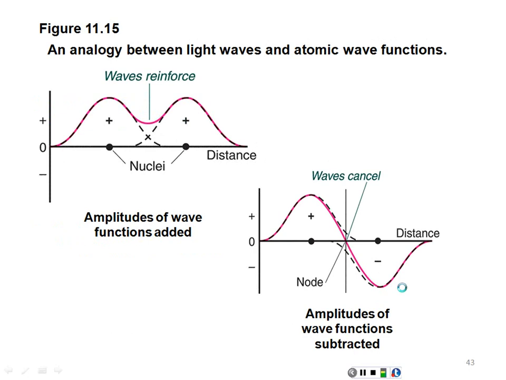Now, figure 11.5 uses light waves as an analogy to show you what this would mean. In a bonding orbital, the waves would reinforce one another, and you'd get an increase in density between the two nuclei. If the waves cancel each other, you have a region between the two nuclei of zero electron density, which you could also call a node.